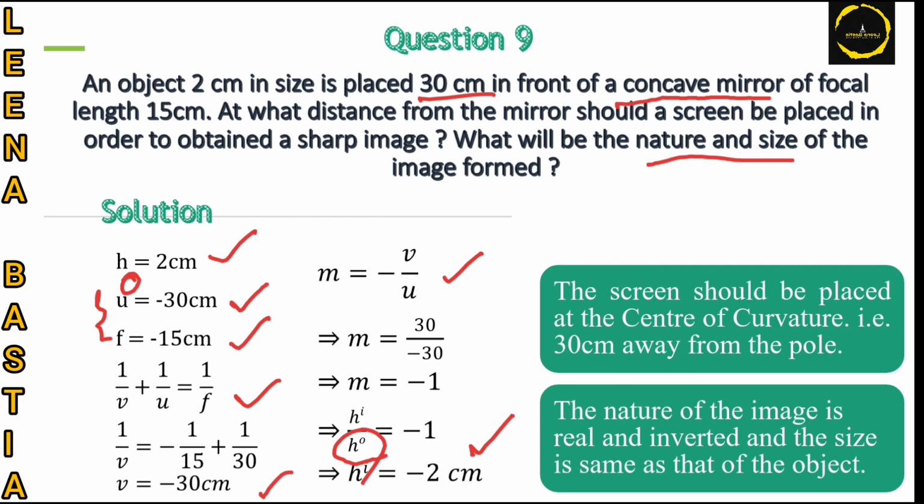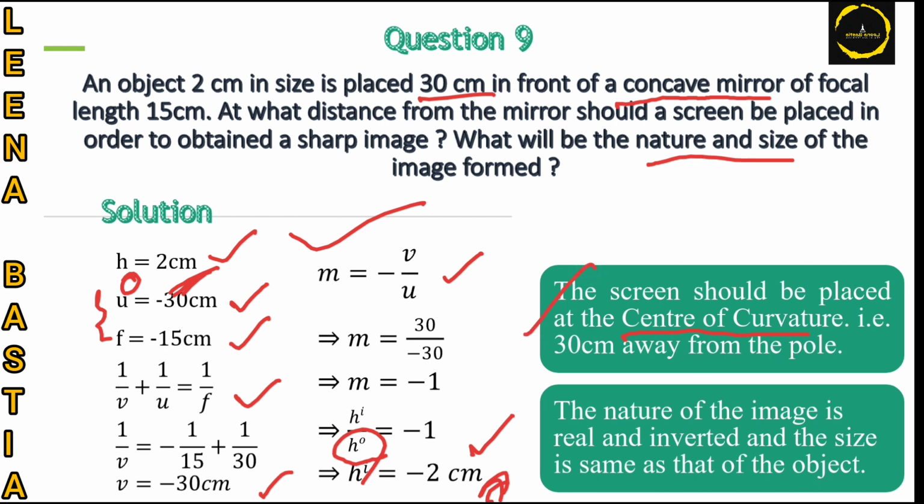So the screen should be placed at the center of curvature, that is 30 centimeter away from the pole, right? So why is it at the center of curvature? From this entire solution, you can see the object size and the image size are similar, and the image is minus, that means it is real and inverted. On the opposite side, the image must be formed below the principal axis, and that is the reason it is minus, because it is inverted. Clear? The screen should be placed at the center of curvature, that is 30 centimeter away from the pole. This is the first part of the answer.